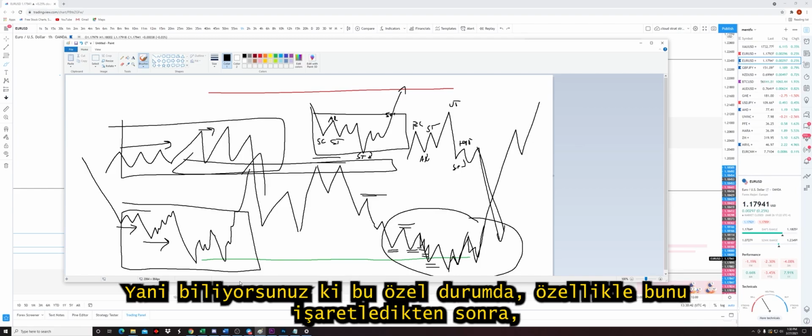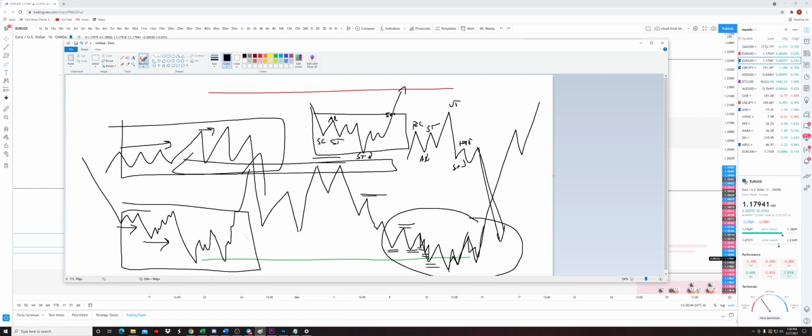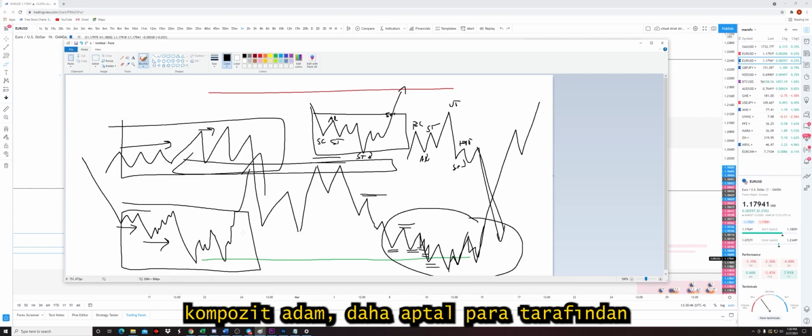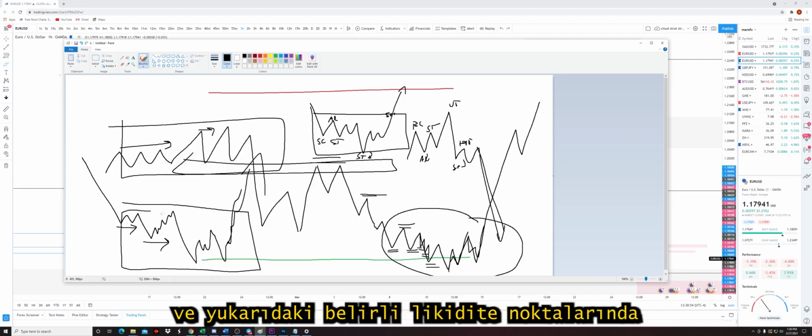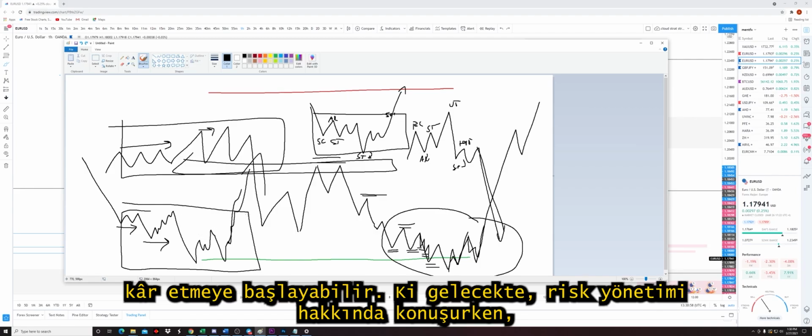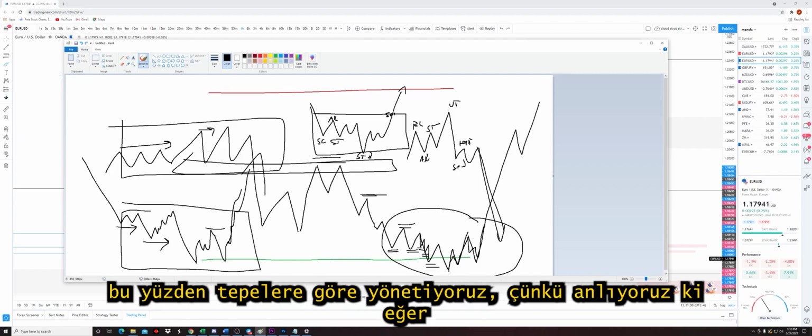So you know that in this specific case, especially once we have it marked up, the composite man was transferring all the sells that were being put in by dumber money ultimately into buys on his behalf. That way he can take them higher and begin to profit at certain points of liquidity above. Which again, in the future, as we talk about risk management, is why we manage to highs.